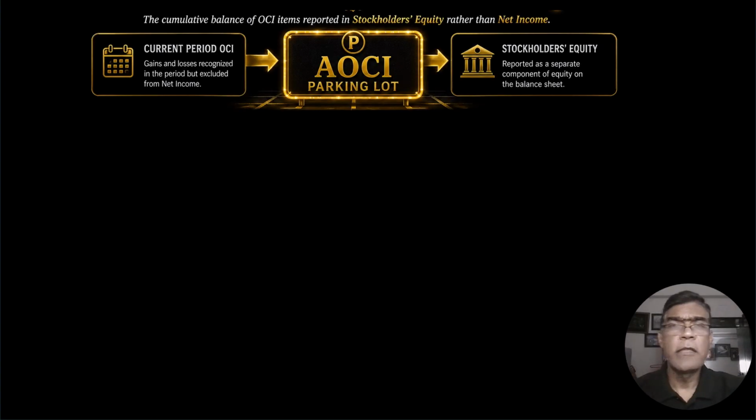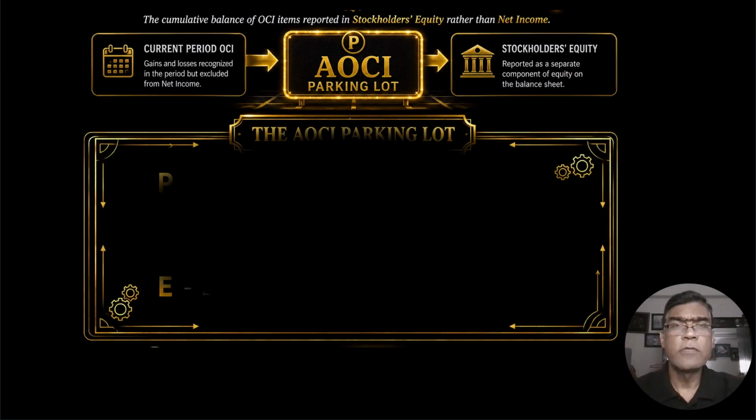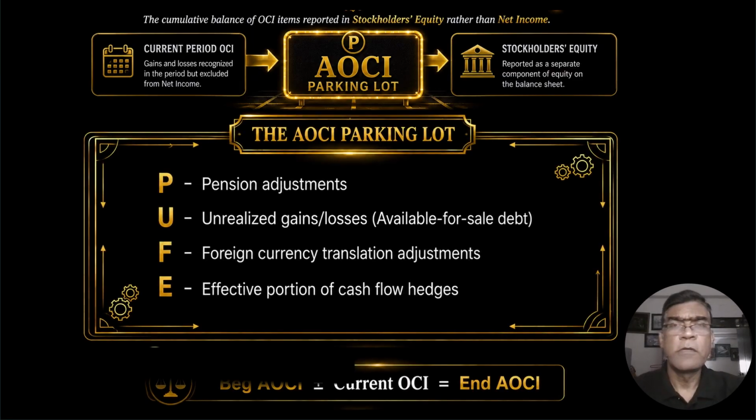Think of accumulated other comprehensive income, or AOCI, as a parking lot for certain gains and losses that bypass the income statement. These items are recognized in the current period but excluded from net income. Instead, they accumulate in stockholders' equity as part of AOCI.